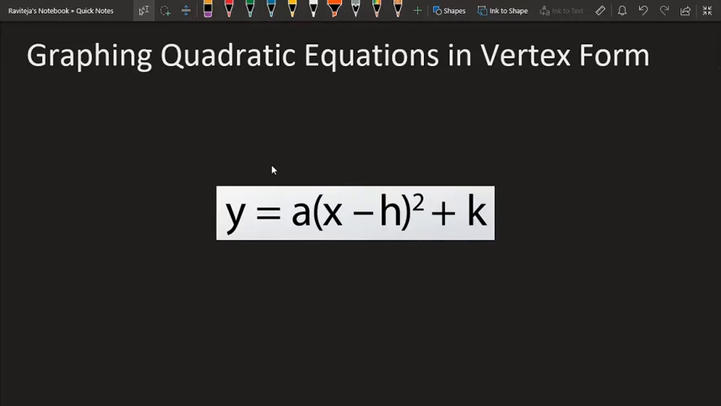Today we'll be learning about graphing quadratic equations in vertex form, which means in the form seen in the image below, y equals a times x minus h squared plus k. That is vertex form. So in today's video, I will be going over the steps necessary to find the proper information from your quadratic equation, which you will use to actually graph that quadratic equation.